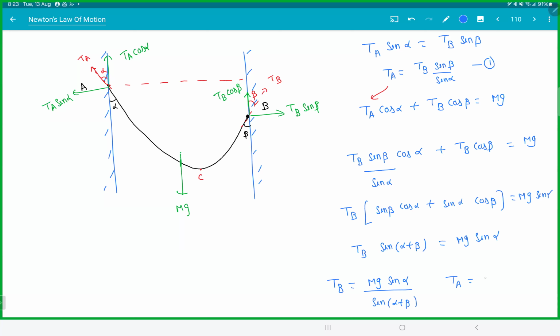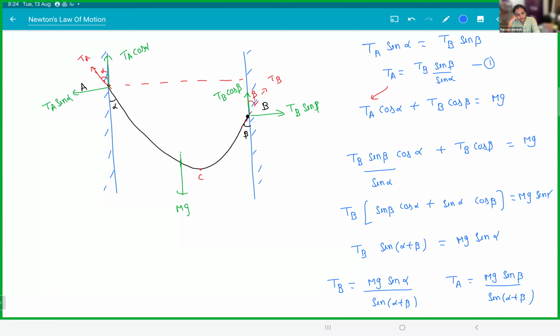Yeah, TA would be mg sin beta by sin alpha plus beta. Check. That's your answer. In the options it will be sin alpha plus beta. So you should know that. Meaning, some of you got the answer, but you didn't simplify till sin alpha plus beta. So you'll get stuck there.